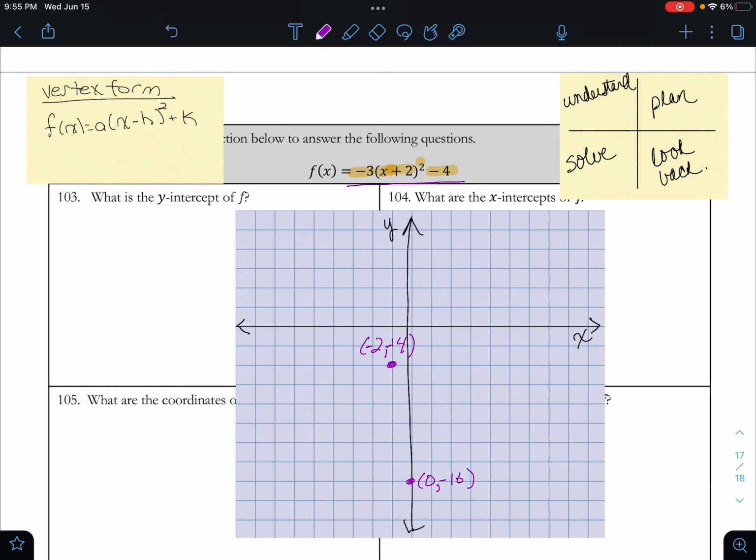Now, usually when I'm drawing a parabola, I want a few points, and I could go back to the function to get some more, but I can also use the fact that a parabola has symmetry, and we know that the line of symmetry is going to be at -2. x is equal to -2 is our line of symmetry, and we can use that to come up with another point. This point is going to be the same distance to that line of symmetry as our y-intercept. So this is going to be -4, -16.